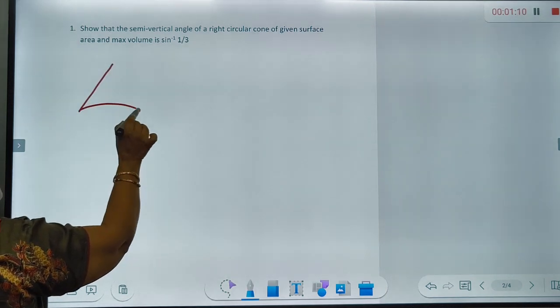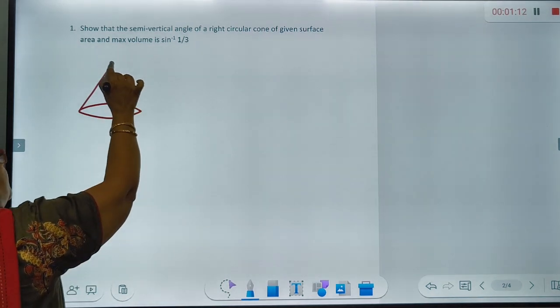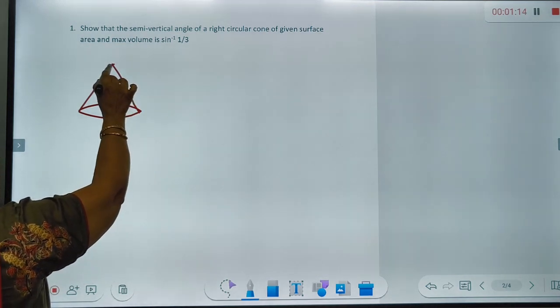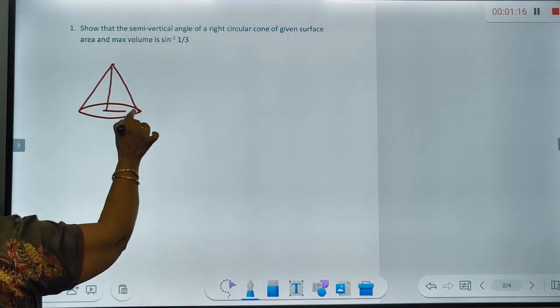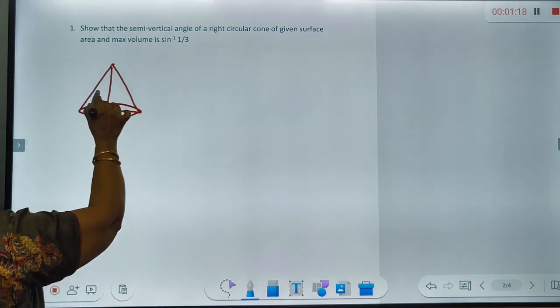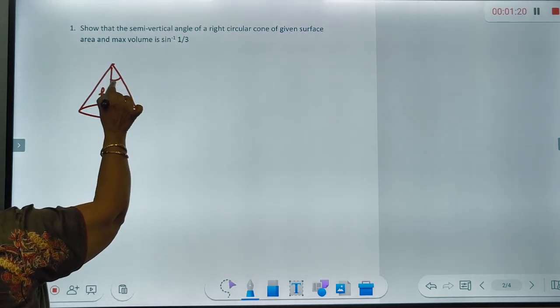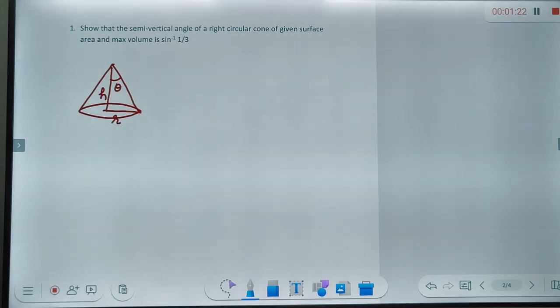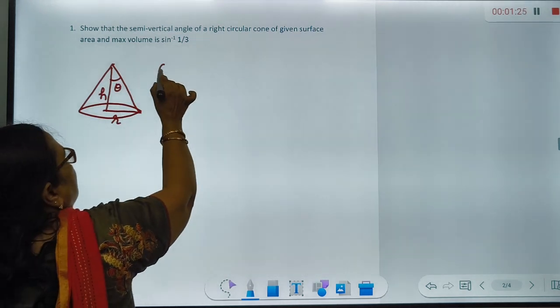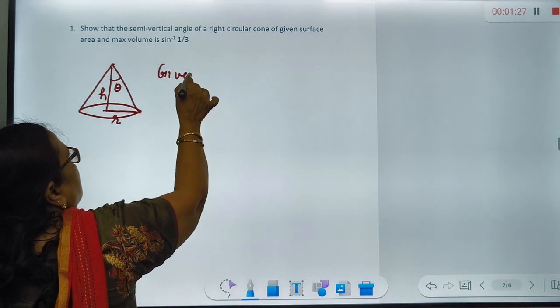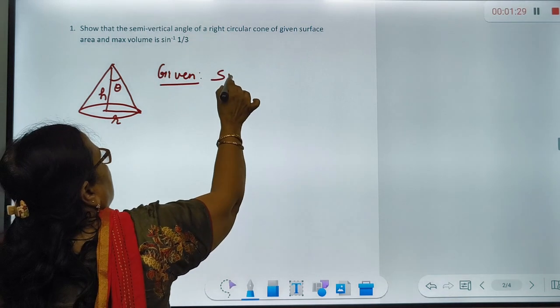So this is a cone. Let this be the height and let this be the radius, R and height, and this is theta. Okay. So what is given? Surface area.